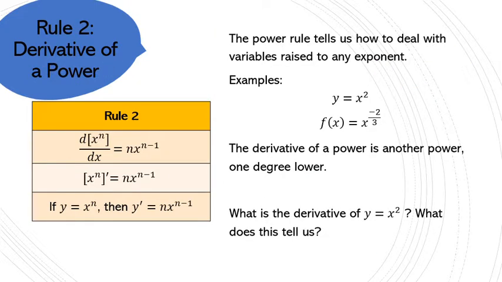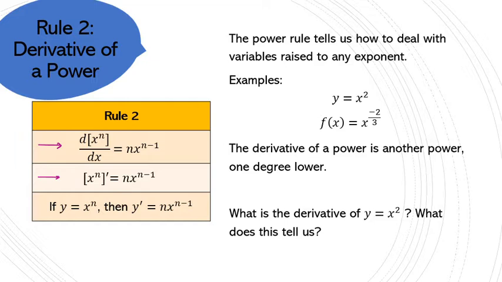Our second rule is a super awesome one. We use it all the time, the derivative of a power. So when we speak of a power, we're talking about a variable x raised to any exponent. So in our examples, we have y equals x squared, and then we have f of x equals negative x to the power of negative 2 over 3, which is also a power, but can be written another way. So we're going to do a lot of flipping around with this. So we look at the formula, either one, whichever is less confusing. It shows us that the derivative is going to be that number that was the exponent, and now your x will be to the power of an exponent one integer lower.